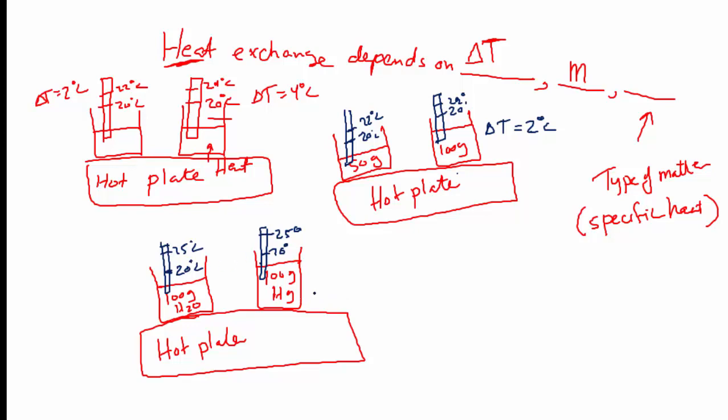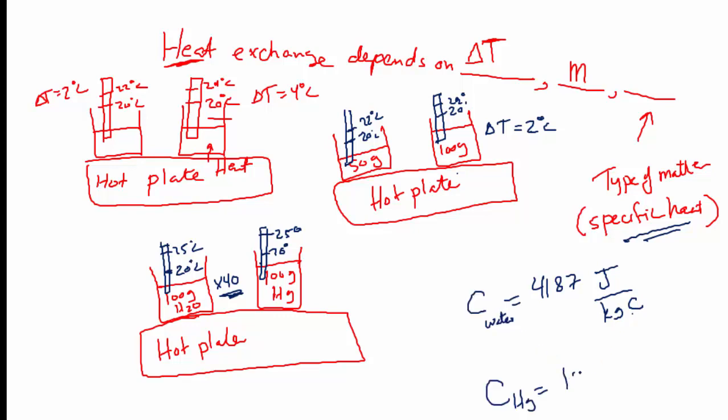And the answer is mercury actually will require much less heat than water. Water will require almost 40 times more heat to cause the same change in the temperature for the same mass. And this depends on something called specific heat value. If we look at the specific heat of water, it's 4,187 joule per kilogram Celsius, while the specific heat of mercury is 138 joule per kilogram Celsius. So it's almost a difference of 40 times.